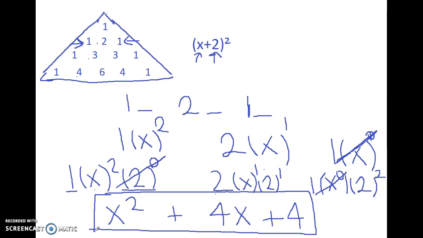And just a trick to remember the exponents: the x's you're counting down and the numbers you're counting up. Polynomials are always going to go from the highest exponent to the lowest in the exponent of x. So that's just what you're setting up here. So it's x squared, x to the first, and then no x. So that's just a way to remember which way your exponents go.